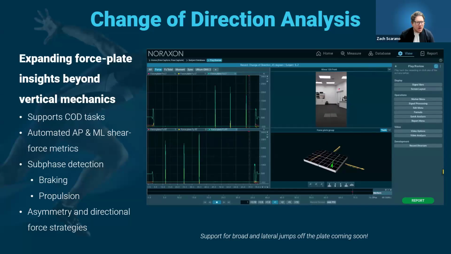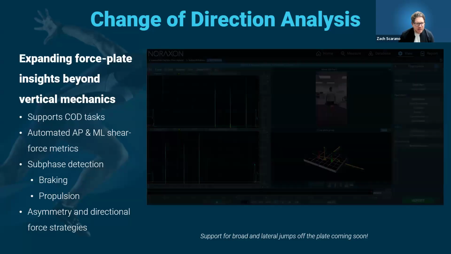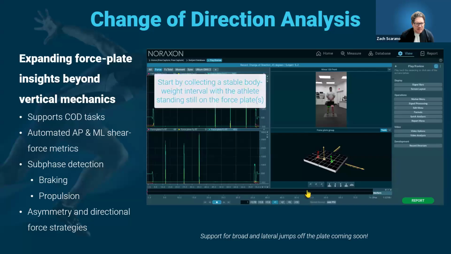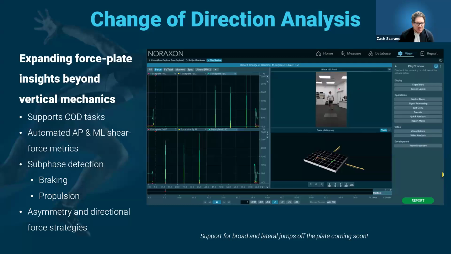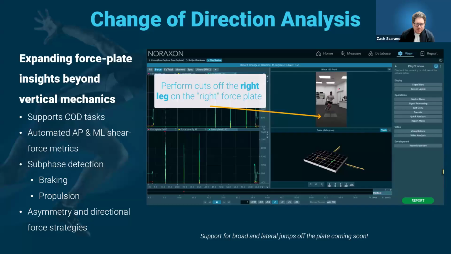And so what we embedded in the fall release was the ability to look at these change of direction tasks or cutting analysis. And then coming soon, we'll also be adding support for some additional horizontal jump types, like broad jumps off the plate or lateral jumps off the plate as well. So keep an eye out for that.